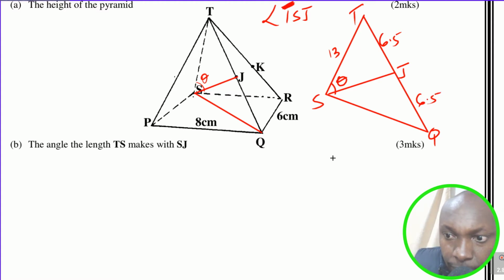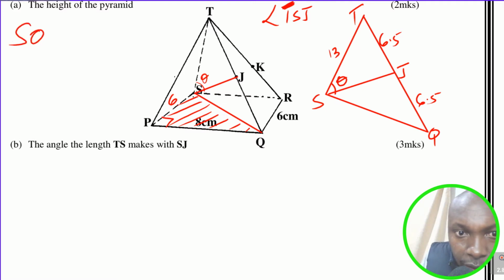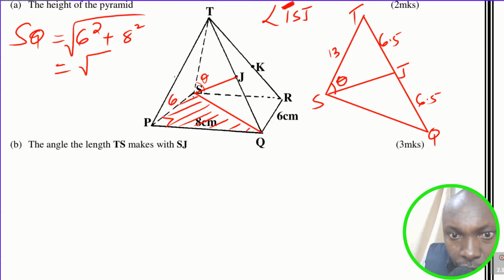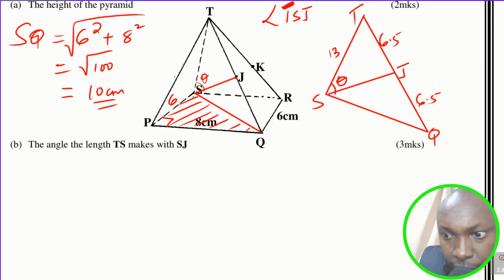Then there's something else you can get here, SQ. To get SQ, we are going to use this triangle that I'm shading here. That triangle is right angled at P. Since we know the measurement of PS is 6 centimeters, and it is right angled at P, we can use Pythagoras theorem to get SQ. So SQ will be given by 6 squared plus 8 squared. You get the square root of that. This will give the root of 100. The root of 100 is 10 centimeters. Therefore SQ is equivalent to 10 centimeters.